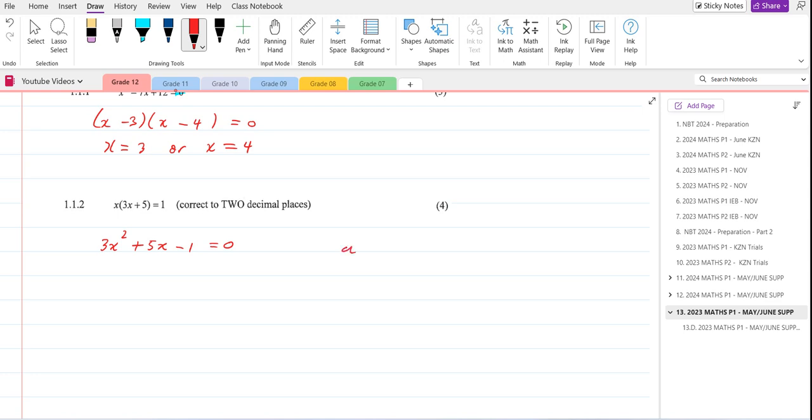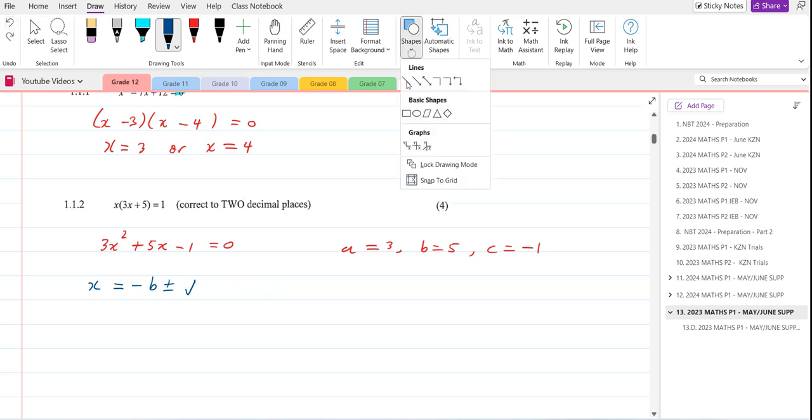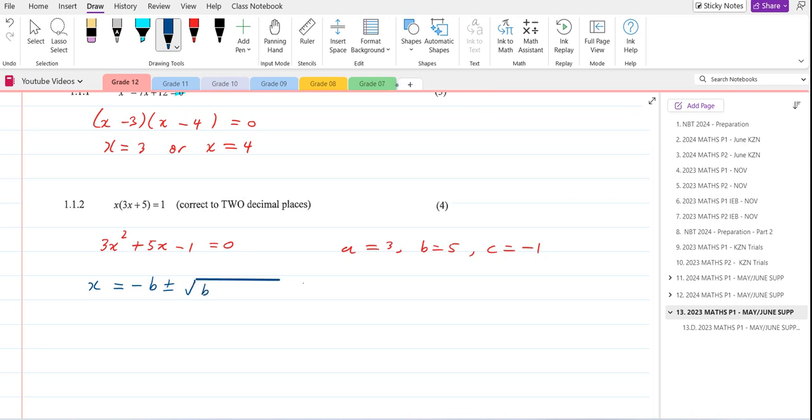I know the value of a is 3, the value of b is 5, and the value of c is negative 1. Now we're going to put this into the quadratic formula, which is x equals minus b plus minus the square root of b squared minus 4ac, all divided by 2a. So we're dividing it by 2a.